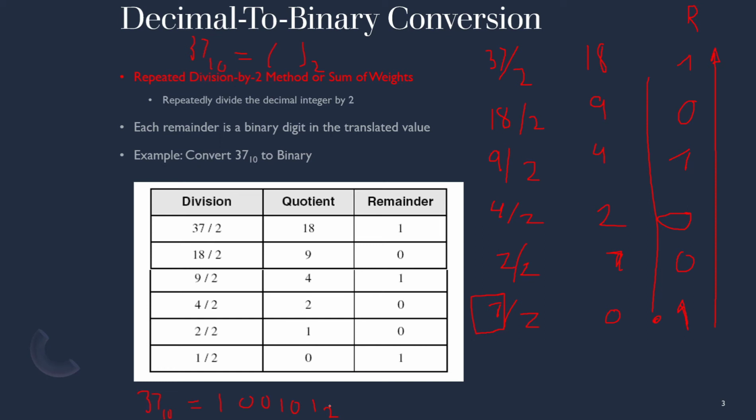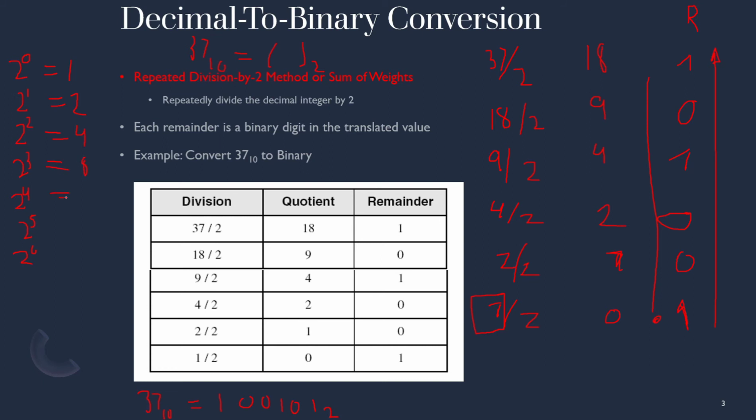The sum of weights uses powers of 2. So 2 to the 0, 2 to the 1, 2 to the 2, 2 to the 3, 2 to the 4, 2 to the 5, and 2 to the 6. We want to figure out the highest number that can go into whatever number we have. We subtract that and keep going. What do I mean by that? I'll show you in a second. Let's just figure out what these powers of 2 are.